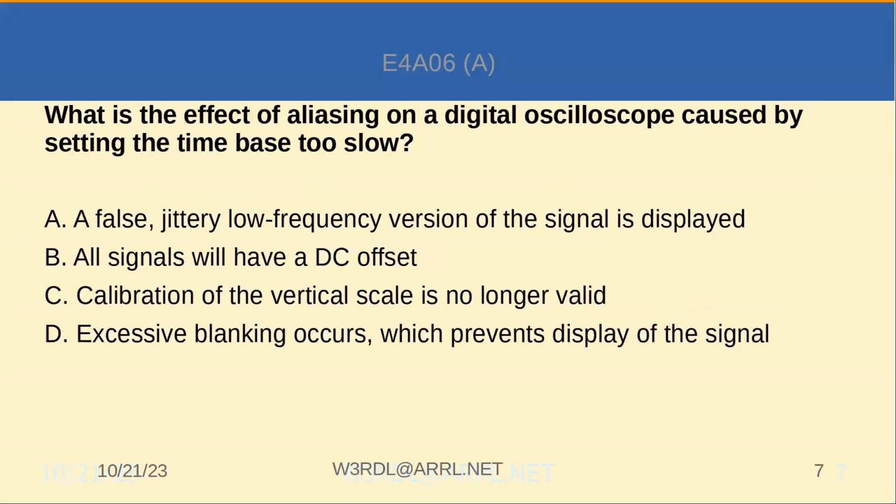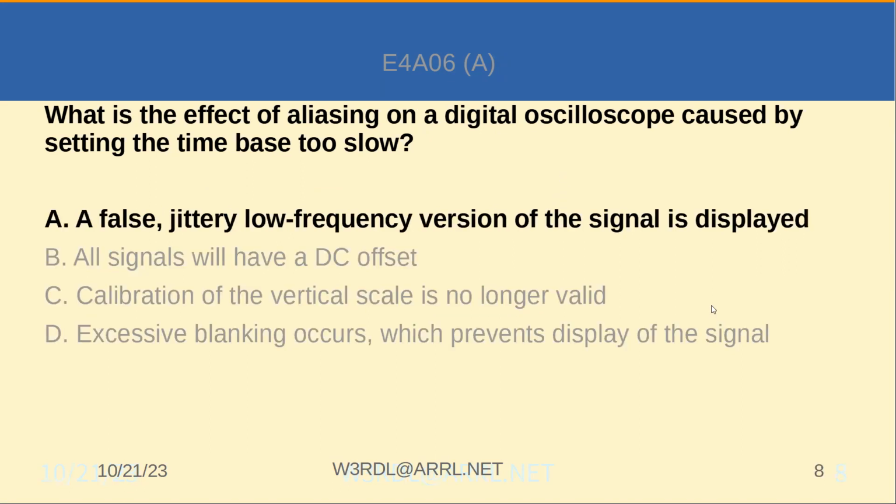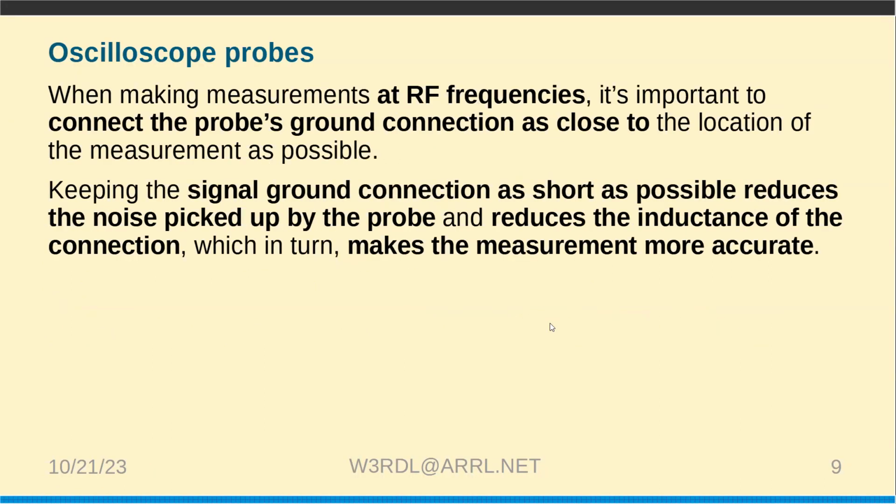Terabytes even. Okay, so what's the effect of aliasing on a digital oscilloscope caused by setting the time base too slow? Alpha. And I guess if they are doing decimation, then if you remember from when we talked about that, you need an anti-aliasing filter.